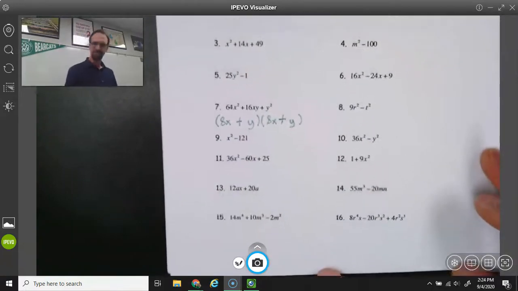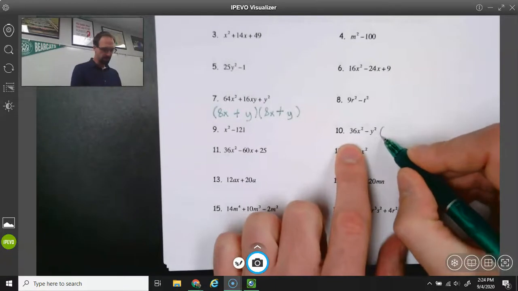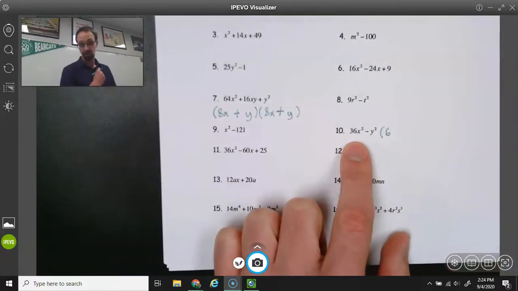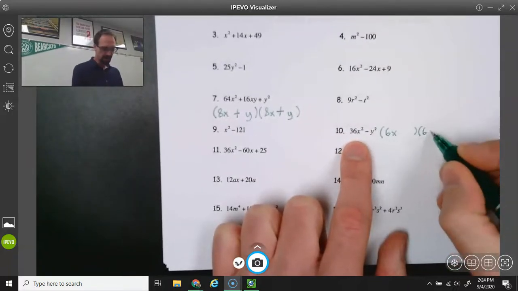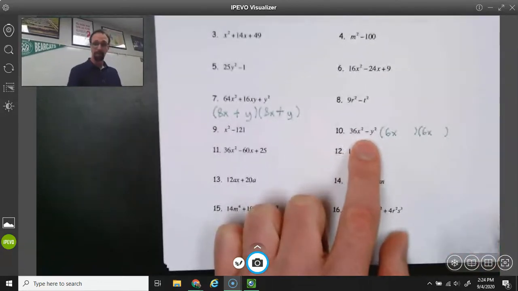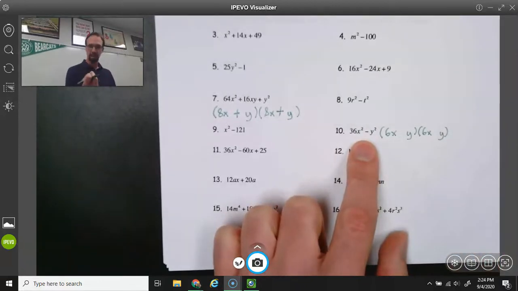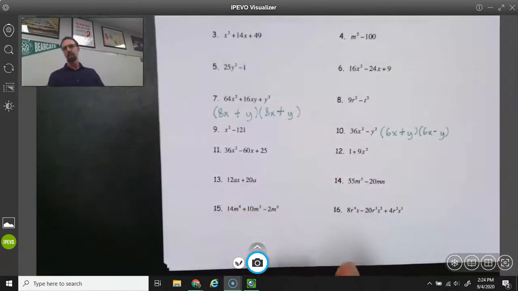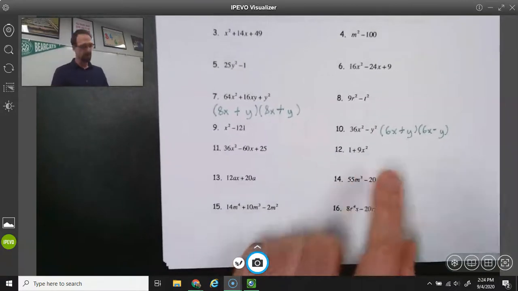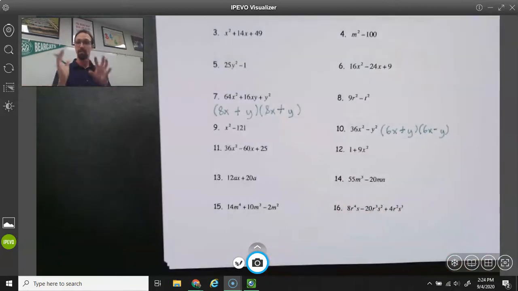The next one I want to do is number 10. I have 36x squared minus y squared. Again, 36x squared is a perfect square. Y squared is a perfect square. If I take the square root of 36x squared, you get 6x. And if I take the square root of y squared, I get y. For the middle term to be eliminated, one of them is going to be positive and one of them negative. Order doesn't matter. Remember, the symbol between both sets of parentheses is multiplication, and that is commutative, which means it doesn't matter what order we put it in.